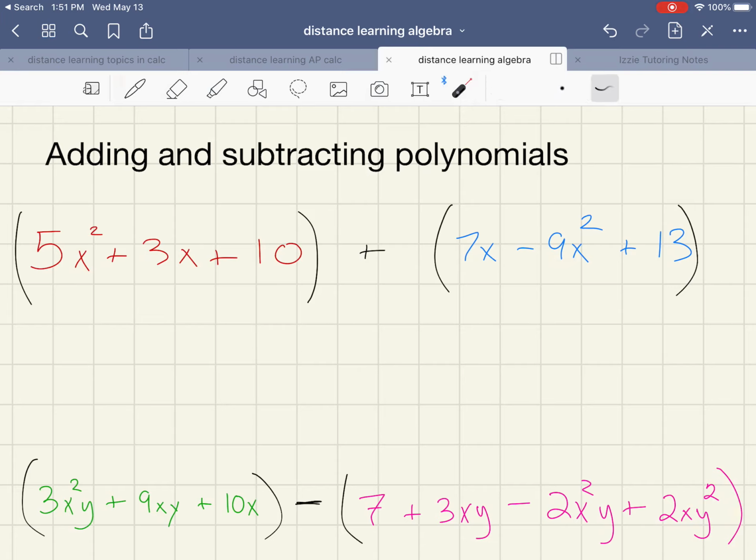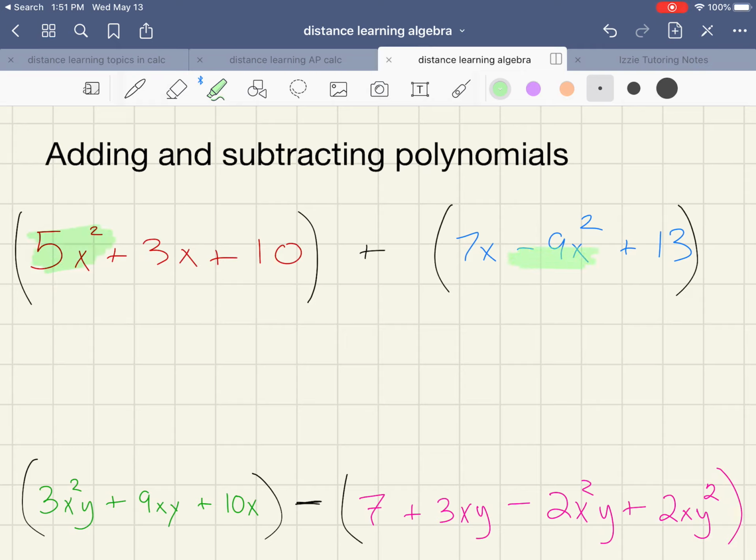So when we're looking at this first polynomial here, we have 5x squared plus 3x plus 10, and the second one is 7x minus 9x squared plus 13. And we're adding them. Now, since there's no multiplication or division, we can just look for like terms, and like terms are going to have the same base with exactly the same exponent. So I'll highlight the like terms here.